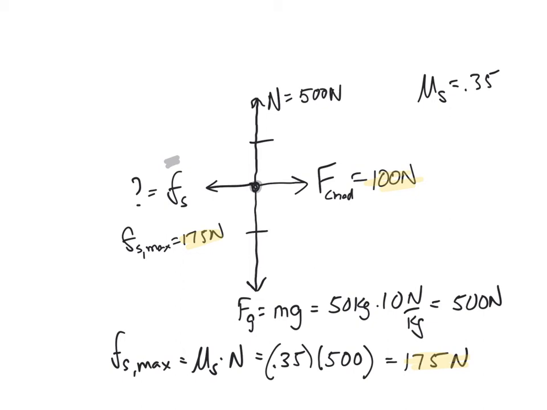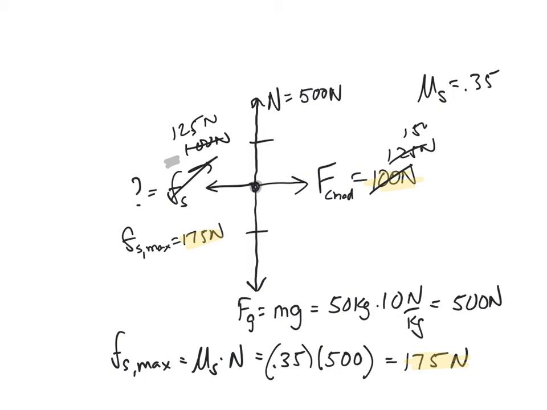Static friction at that moment is 100 newtons. So for the answer to this problem, the answer is 100 newtons. Let's say Chad pushed with 125 newtons. Well, static friction is going to respond. It's lazy. It does only what it has to do. It responds with 125 newtons to keep the object at rest, static.